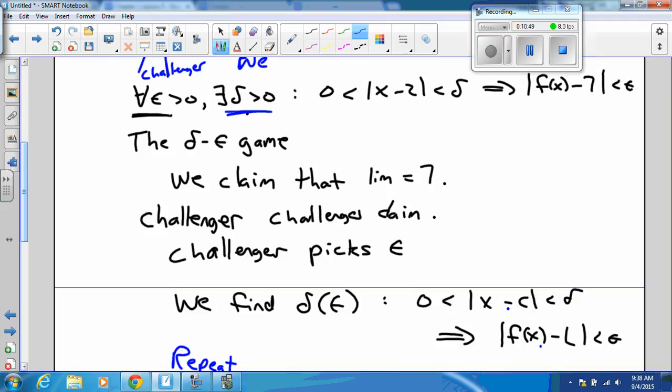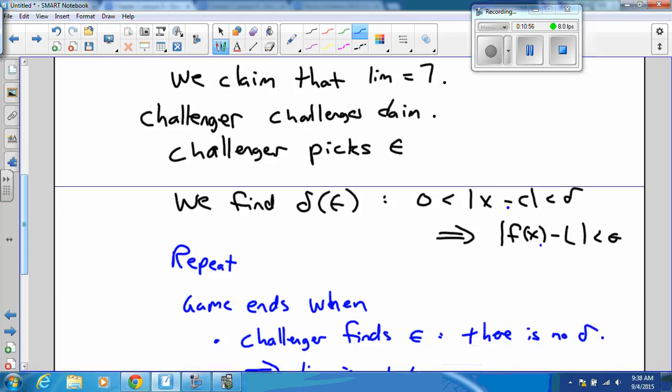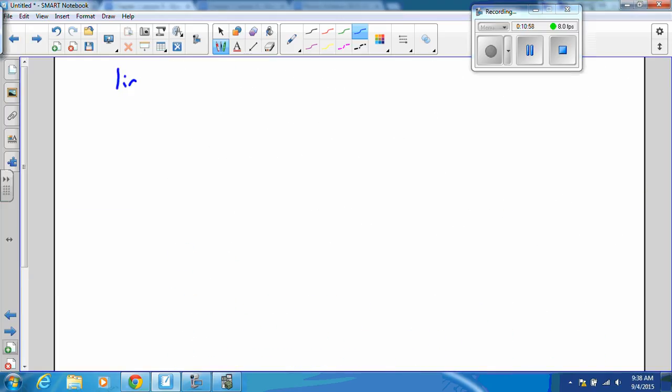All right. So that's the basic step. The challenger picks an epsilon, we find a delta. Let's see how that works in our particular case here. We were told to evaluate the limit as x goes to 2 of 3x plus 1. We came up with 7 based upon the graph, and now we wish to prove it.